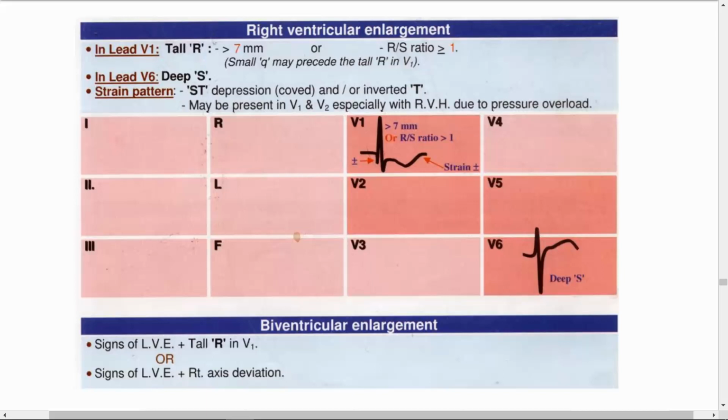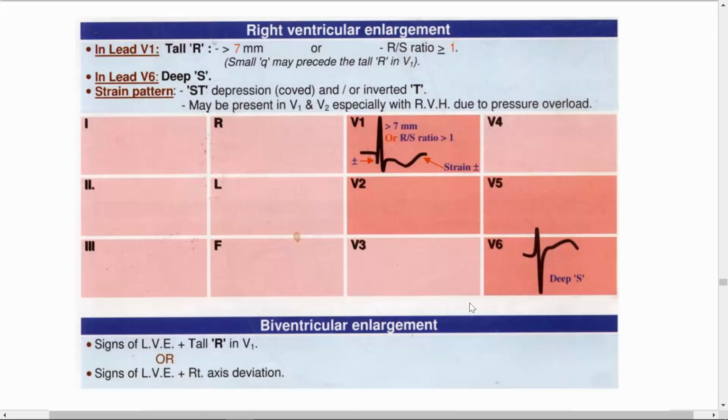If the patient has low voltage or for any reason the R is not more than 7 small squares, we can depend on another criterion, which is the R/S ratio, that the R is taller than the S. The height of the R is more than the depth of the S. Okay? That's enough. Clear? So if it's more than 7, even if the S is deep, it is RVH. But if it is less than 7, it should be taller than the depth of the S.